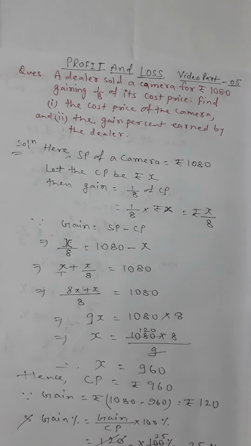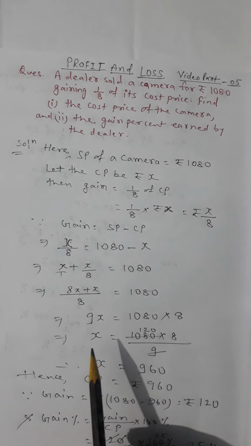Well dear, first question says that a dealer sold a camera for rupees 1080, gaining 1 by 8 of its cost price. Find the cost price of the camera. And second one is find the gain percent earned by the dealer.